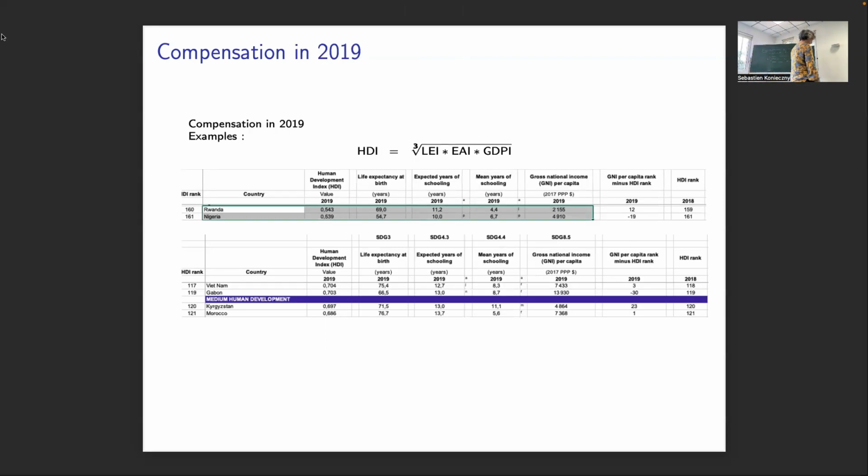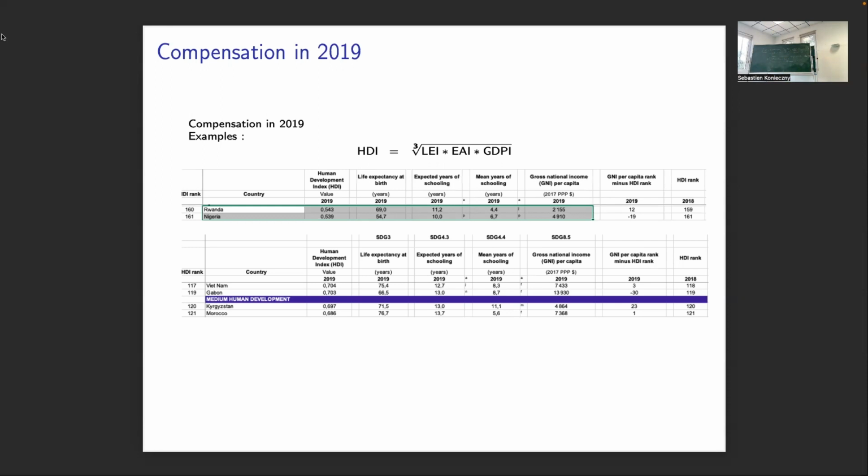And what I say is not a toy example. Even in 2019, you can see, for instance, Rwanda and Nigeria, and Rwanda is ahead of Nigeria, but they have more than 15 years of difference in life expectancy, and a big gap also in GNI. And this time, it is life expectancy that wins, but it is just a hazard.